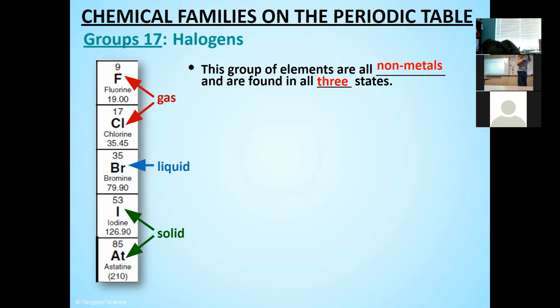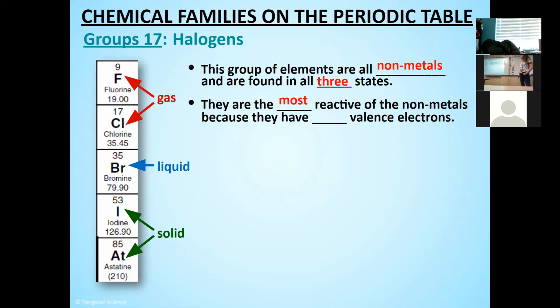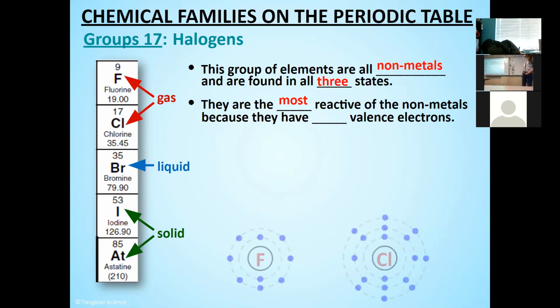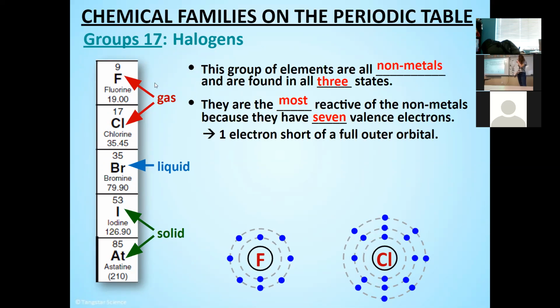Actually, the fluorine and chlorine are usually gas. Bromine's usually liquid. Iodine and astatine are usually solid. What about solar flares? Okay, those aren't on Earth. They are the most reactive of the non-metals. Because why? Because they really, really want it. They have 7 valence electrons. Guys, they want an electron so bad they can hardly stand it. They're like, I need an electron, I need an electron. Seriously. They're one electron short of a full outer shell.